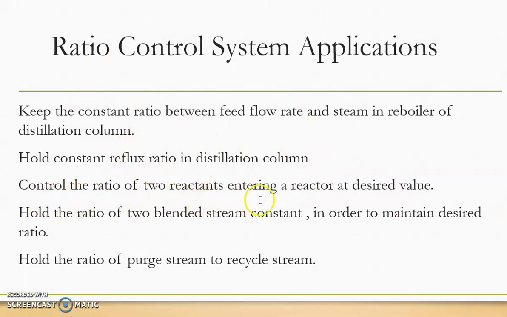Control the ratio of two reactants entering a reactor to maintain the desired ratio. Hold the ratio of two blended streams constant in order to maintain the ratio. Hold the ratio of purge stream to recycle stream. So in recycle operation, in distillation operation, in reactors, in mixers, there are wide applications of the ratio control system. Okay, so today we have learned the cascade control system, then the split range control system and the ratio control system.